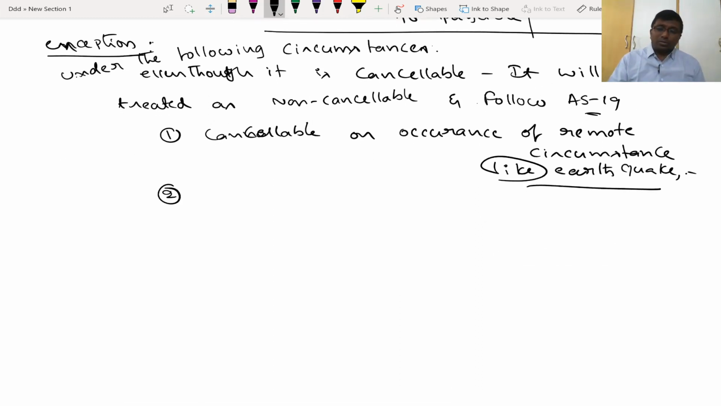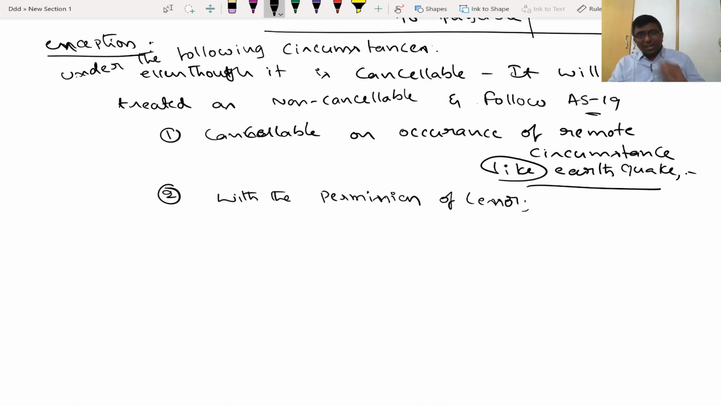Situation number 2: with the permission of lessor. With the permission of lessor, the lessee does not have the right to cancel, no? Why would the lessor cancel the agreement? So easily, the lessor will not ask to cancel because a good tenant is there. Things are going good. It's impossible generally.